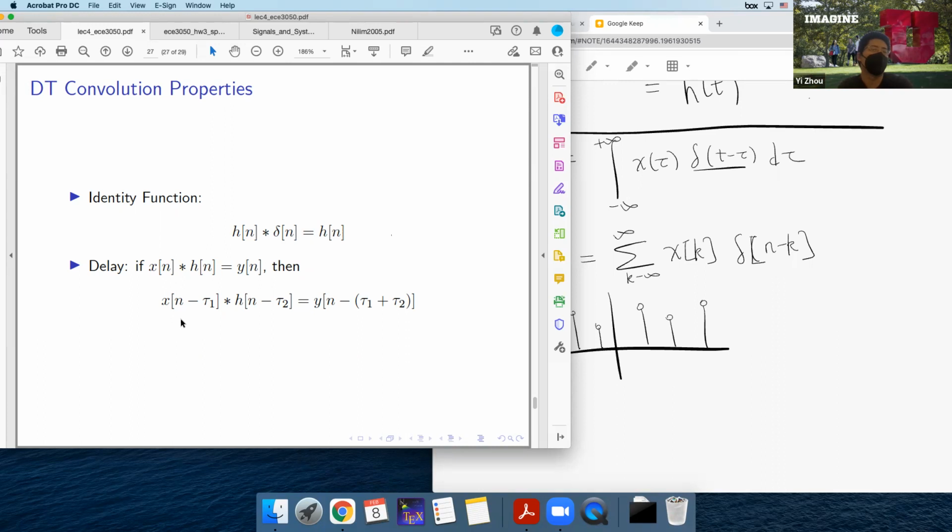And also, remember in the continuous time convolution, we have this delay property. If two signals are delayed respectively by tau 1 and tau 2, then after convolution, that will generate a delayed signal y with delay tau 1 plus tau 2. So the delays for both parts will add up. So this is a very special property that we are going to leverage when we deal with the Fourier transform.